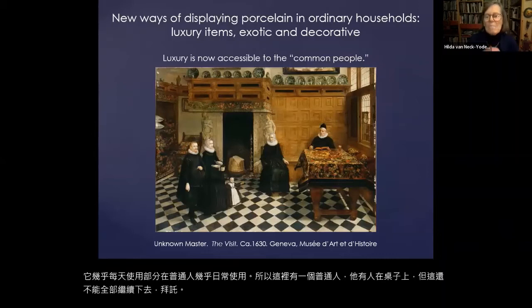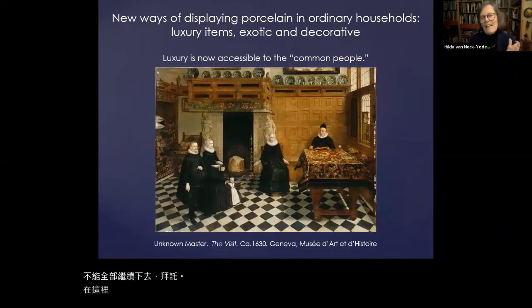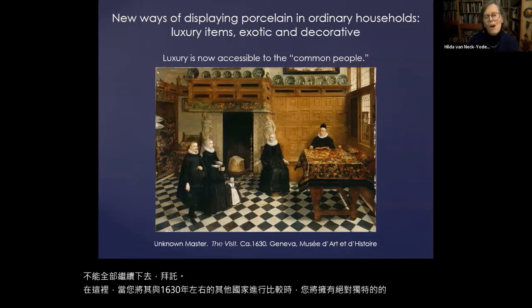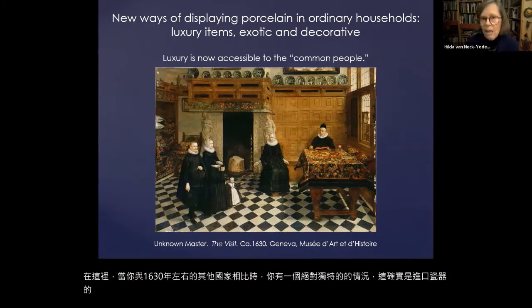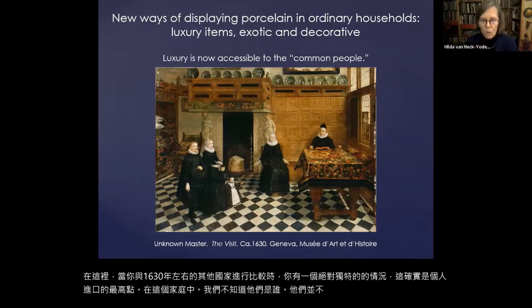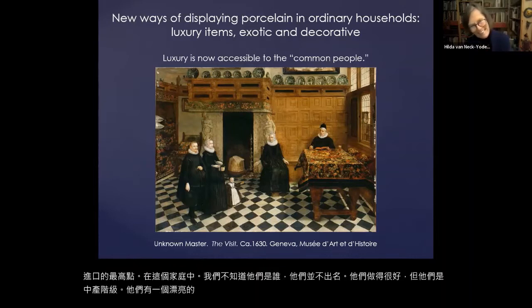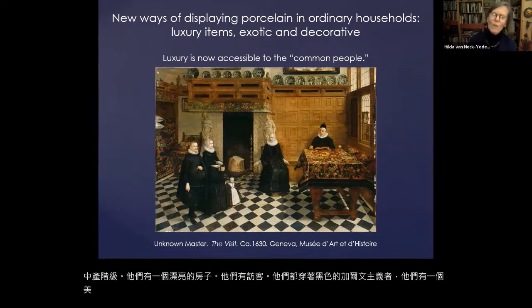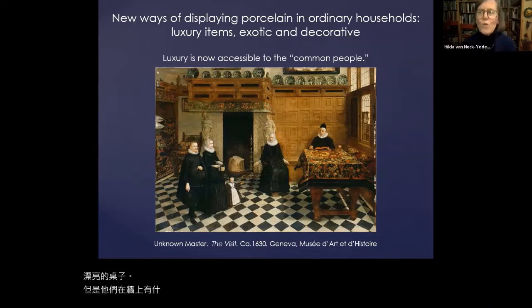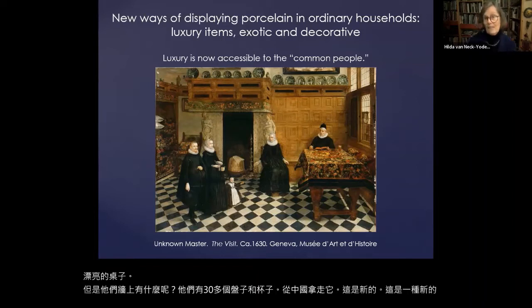Here you have an absolutely unique situation as you compare it with other countries around. In 1630, this is really the high point of the import of porcelain. This family, we don't know who they are. They're not famous. They're well-to-do, but they're middle class. They have a nice house. They have visitors. They're all dressed in black, proper Calvinists. And they have a beautiful table. But what do they have on the wall? They have over 30 plates and cups taken from China. This is new. This is a new way of displaying porcelain in an ordinary household.